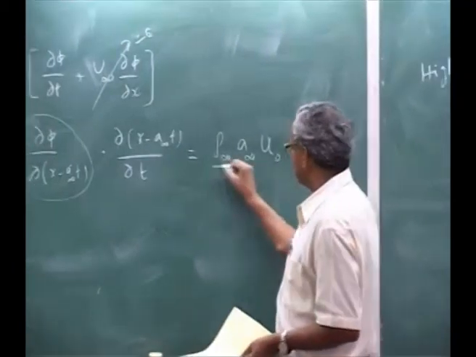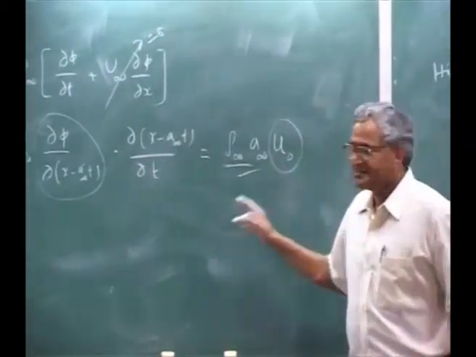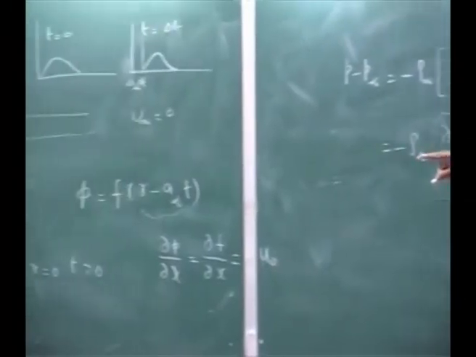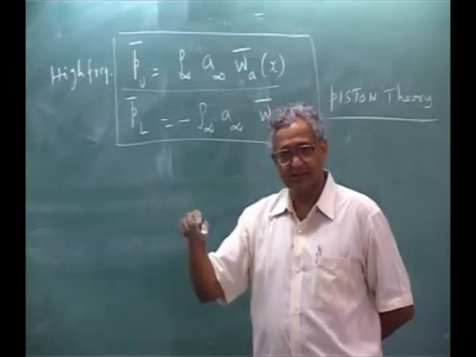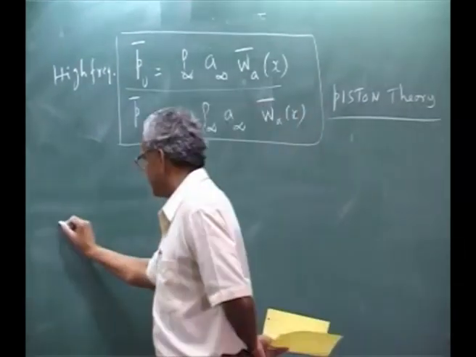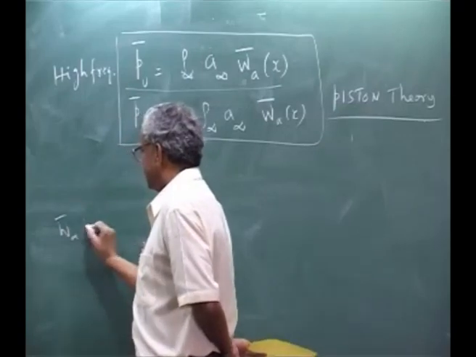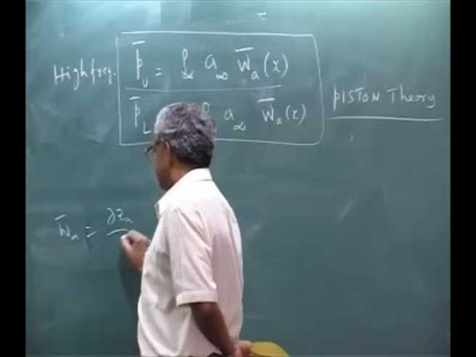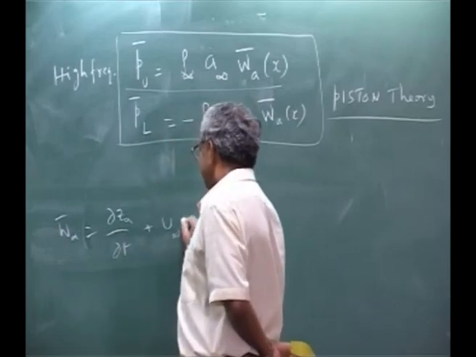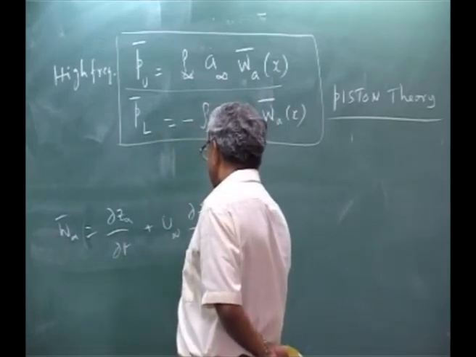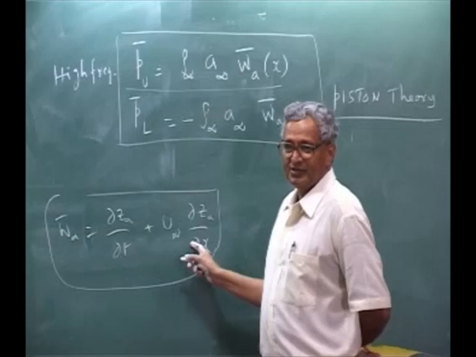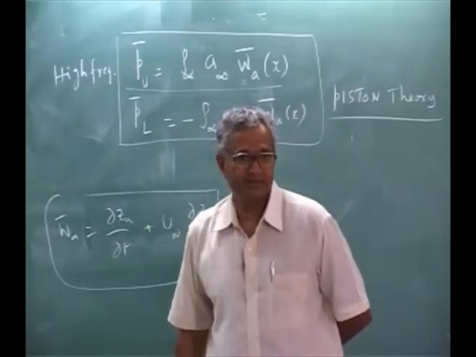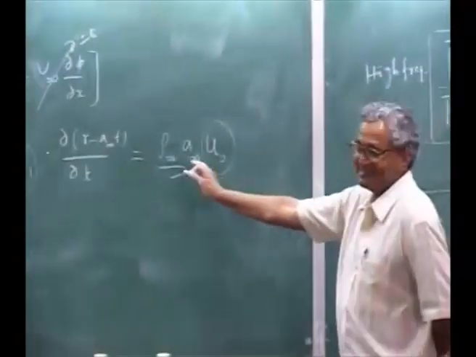Now you see what W naught is. W naught is the velocity of the piston at the left end. W is nothing but the fluid velocity, which is basically the piston velocity, because W is given by delta Z over delta t plus u infinity delta Z over delta x. This is the body motion, so essentially the velocity of the body at that point. So this is the piston theory.